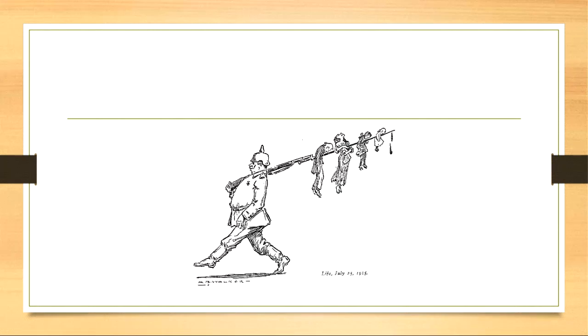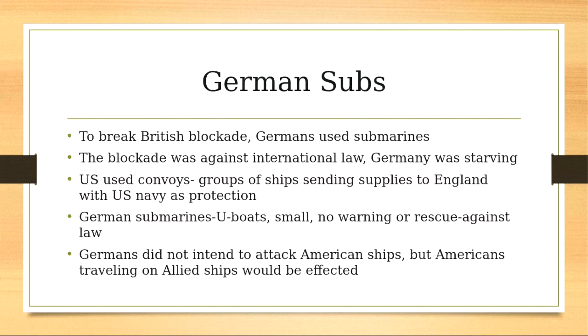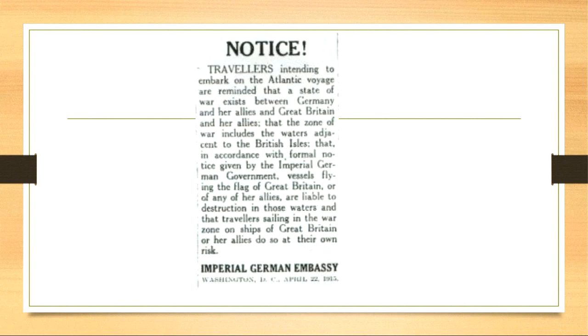Here's some of the propaganda. Now, the German submarines. One of the flashpoints was the sinking of the Lusitania. The Lusitania was a passenger ship going from New York to England, and before the ship sailed, the German embassy said, "Look, don't go over to Europe. It's a war zone."